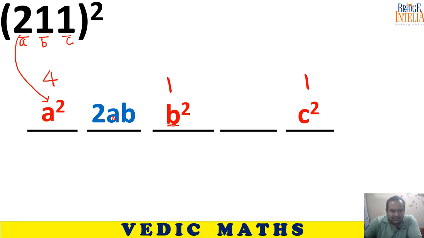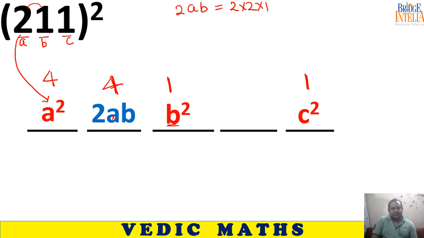Here we have to write 2 into A into B. So 2 into 2 into 1. You can do all this in your mind. Since I am teaching you, that's why I am writing. Otherwise, just by looking, you can do this in your mind. So 2AB is 2 into 2 into 1, so 4. Write 4 here.